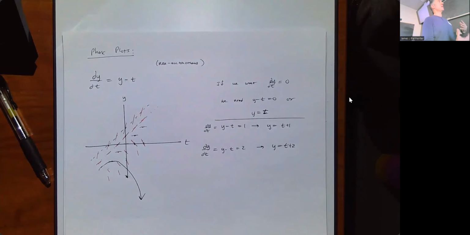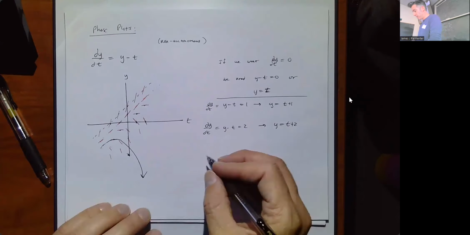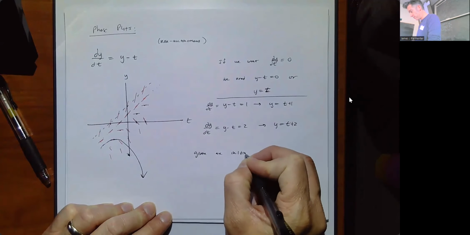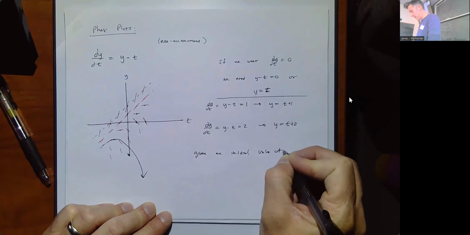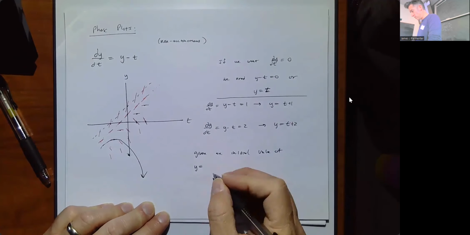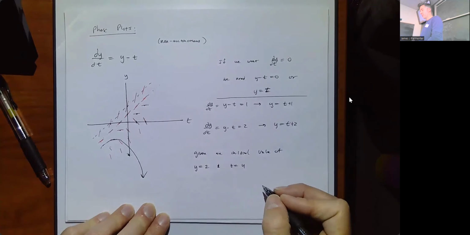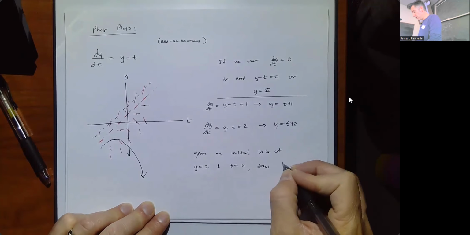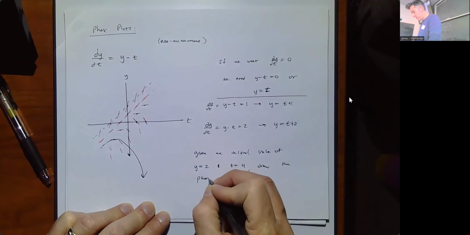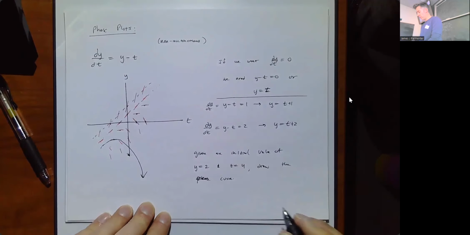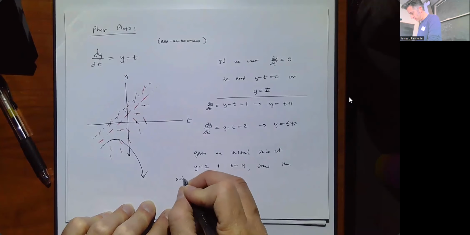The reason I'm mentioning this is because sometimes people are going to show you graphs like this and ask you to say, well, what happens if we say, for example, given an initial value of, say, y equal to 2 and t equal to 4, draw the curve, the solution curve. Sorry, I knew there was a word I was missing there.